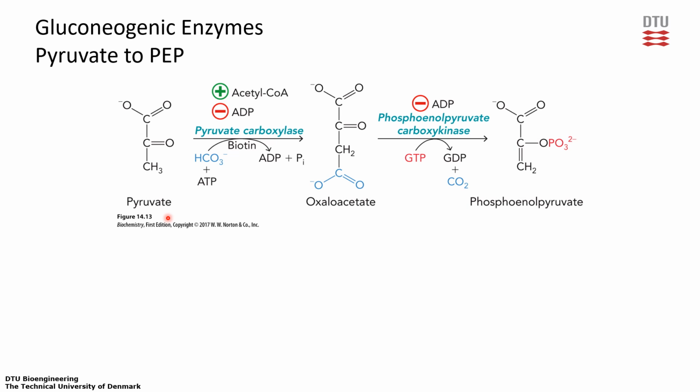Now, as you can also see here on this slide, the first step, or both steps, are inhibited by high levels of ADP, which makes sense because if you have a lot of ADP, you don't have that much ATP or GTP, which means that you cannot actually convert this. And this is the regulatory step of gluconeogenesis, so the first 2 steps here. Again, it's only running if we have high levels of ATP.